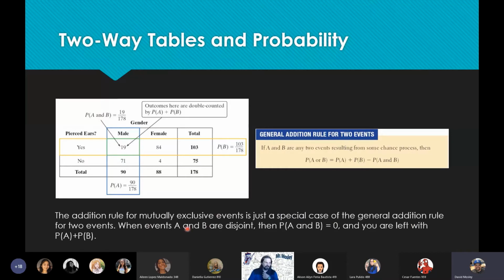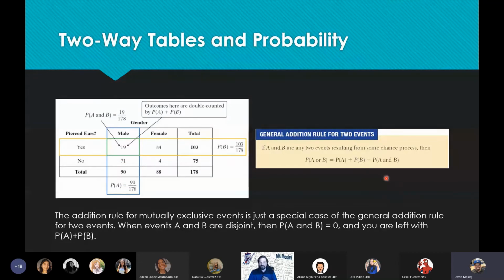The addition rule for mutually exclusive events, which we saw last class, which just said P of A plus P of B, is just a special case of the general addition rule for two events. When events A and B are disjoint, or mutually exclusive, then P of A and B equals 0. And you're left with just P of A plus P of B.